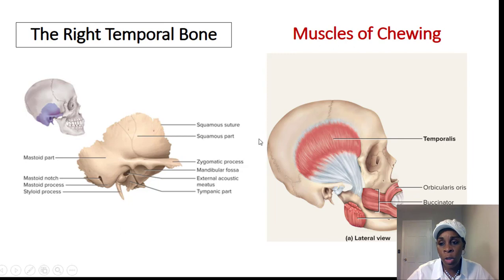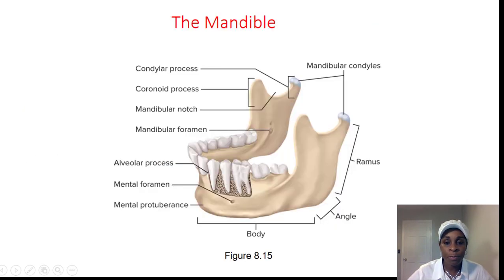Then when you look at the muscle, the temporal bone is covered by the temporalis. And then you see, for example, the muscle of chewing here, the masseter, and then the buccinator, buccal, and the orbicularis oris. Here we recognize the mandible.